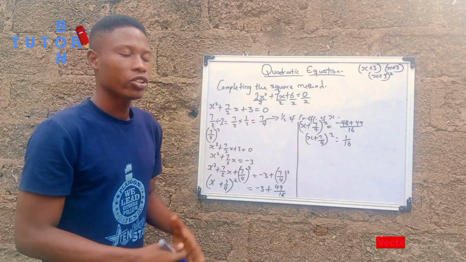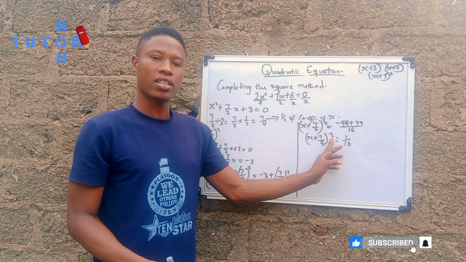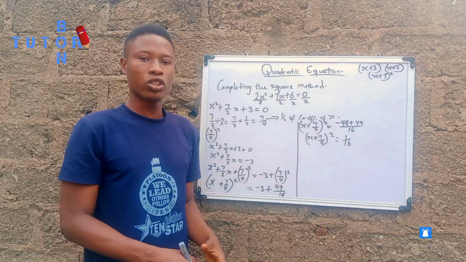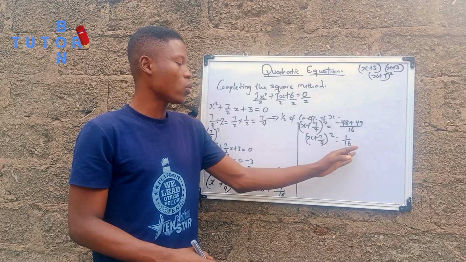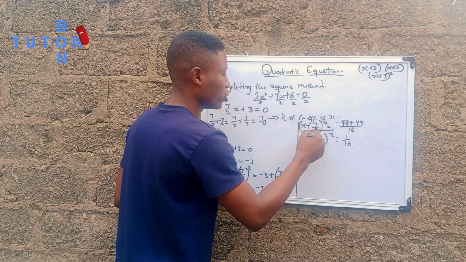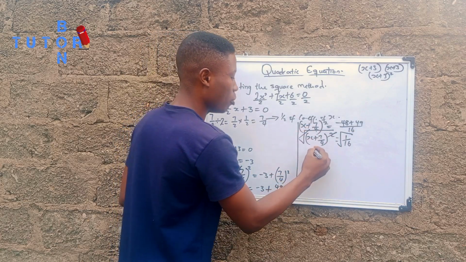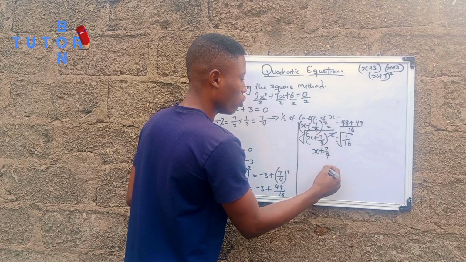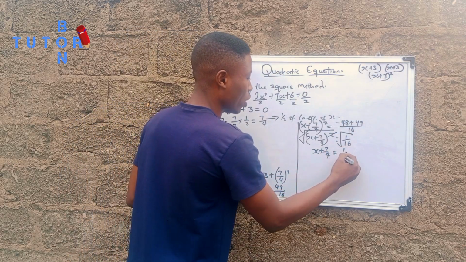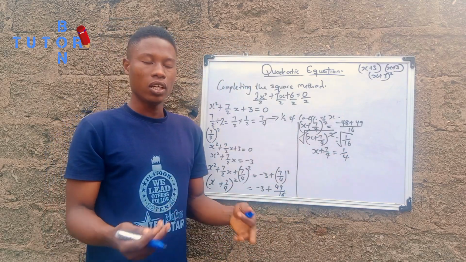The next thing I'm going to do is eliminate this square from this side and transfer it to the other side. That means I have to introduce a square root to both sides of the equation. If I introduce the square root to both sides, the square and square root cancel. I'll be left with x plus 7 over 4 equal to the square root of 1 over 16, which gives us 1 over 4. The square root of 1 is 1 and the square root of 16 is 4.